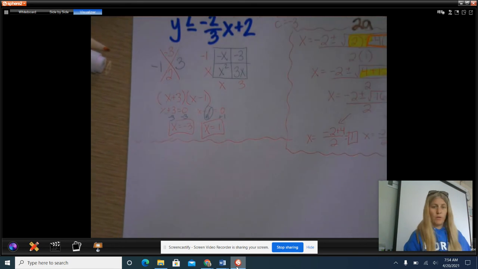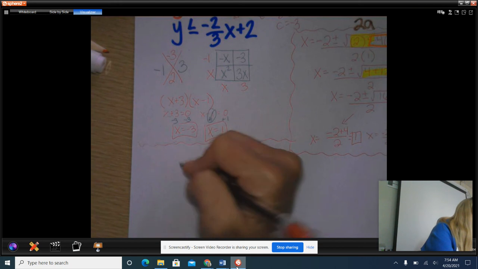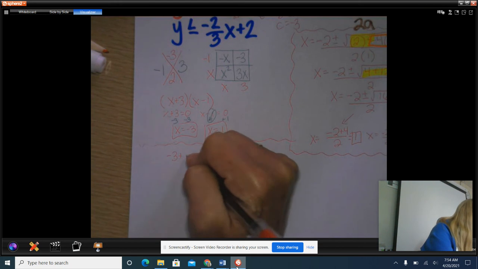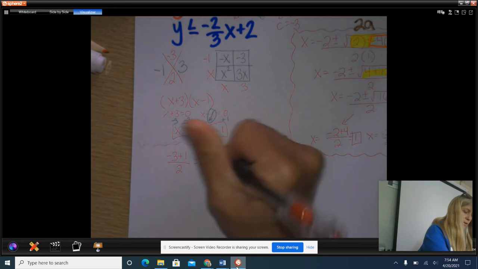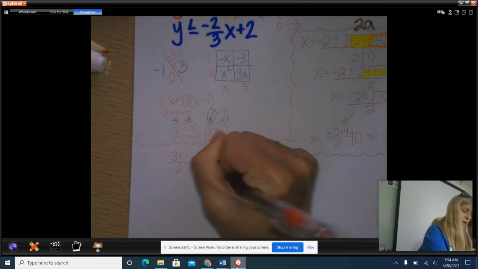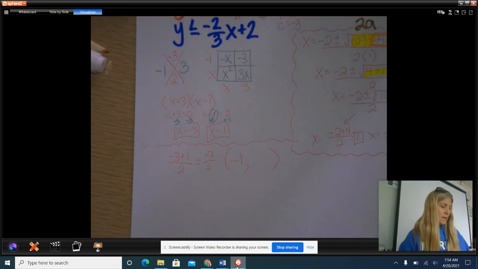So I have to do that algebraically. There's two ways to do it algebraically. The first is I'm going to add my roots together and divide by 2. So -3 plus 1 is -2, and -2 divided by 2 is -1. And once again, that's the x value of my vertex.